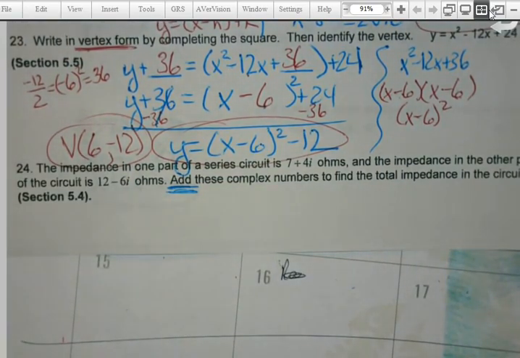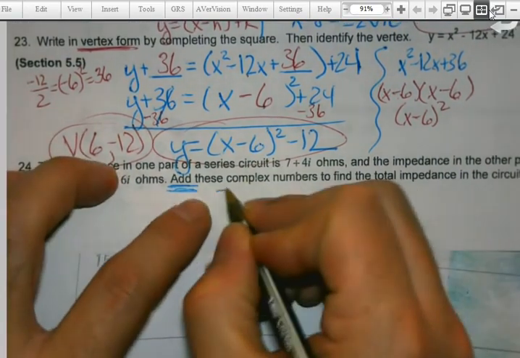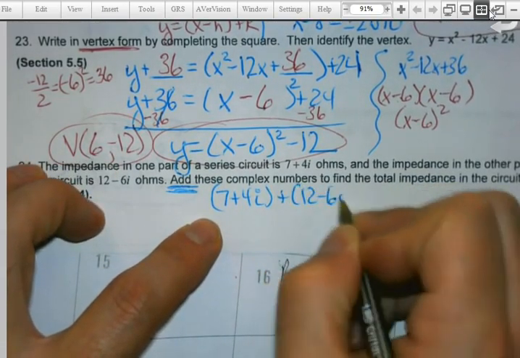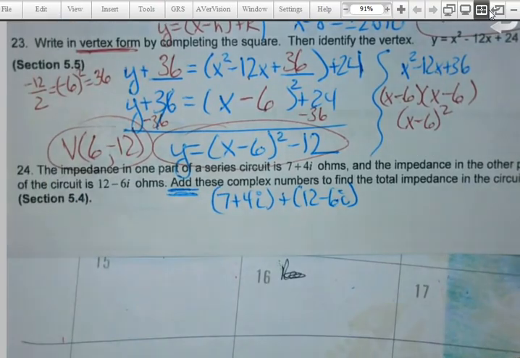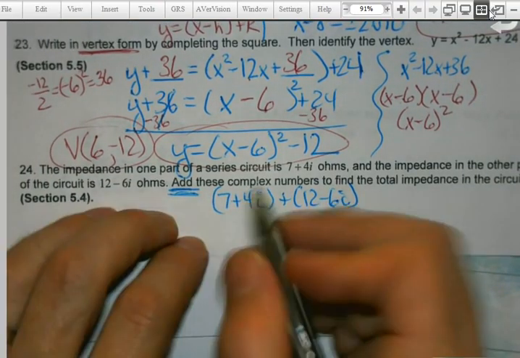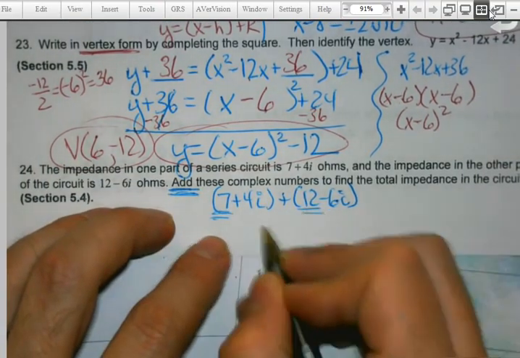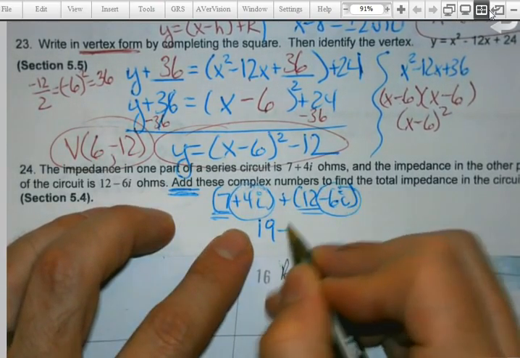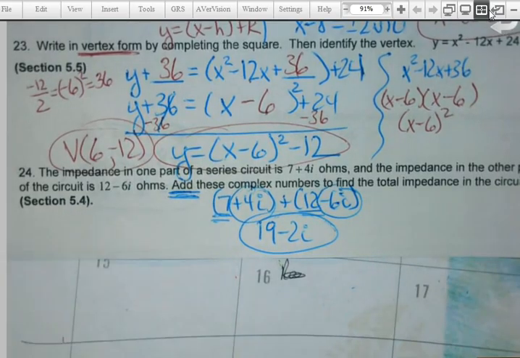All I'm doing is combining like terms. I'm adding 7 plus 4i plus 12 minus 6i. Adding, not multiplying. 7 and 12 is 19. 4 minus 6 is negative 2, and I'm done. Remember, it's i squared that equals negative 1, not i. I can't do anything else to this one. So again, it looks complicated, but in reality, not bad.